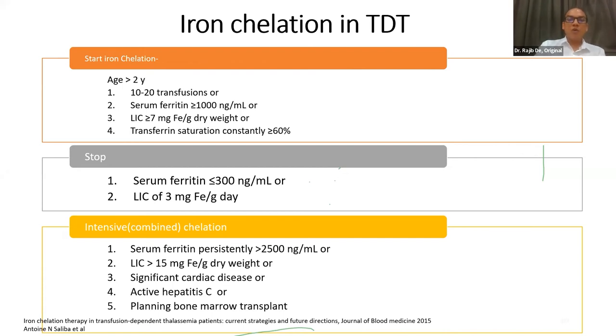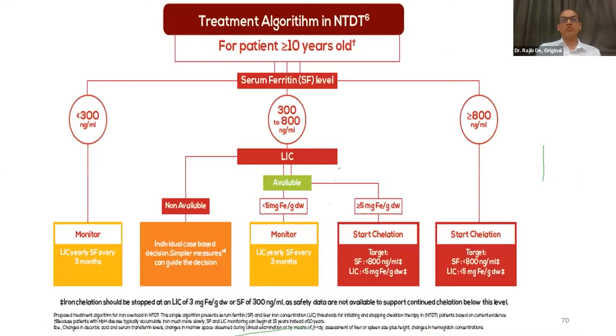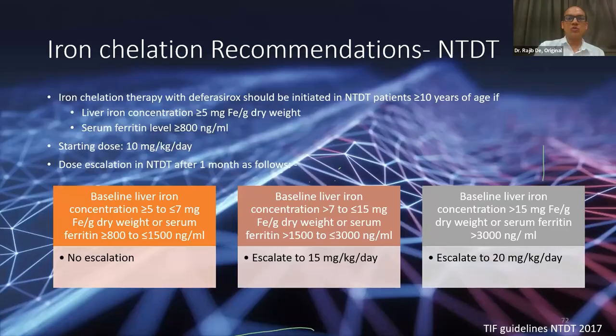And intensive or combined chelation to be given when the ferritin level is more than 2500 or LIC is more than 15 milligram per gram, or sometimes before planning bone marrow transplant. For NTDT, the cutoff is 800. The threshold is usually less compared to the TDT. So if it is less than or equal to 800, then we start chelation at a dose usually of 10 milligram per kg, and we adjust accordingly. And if it is less than 300, we stop, but we monitor.